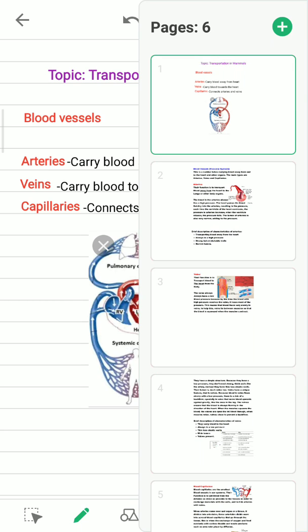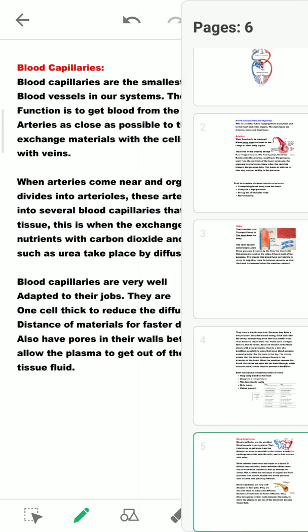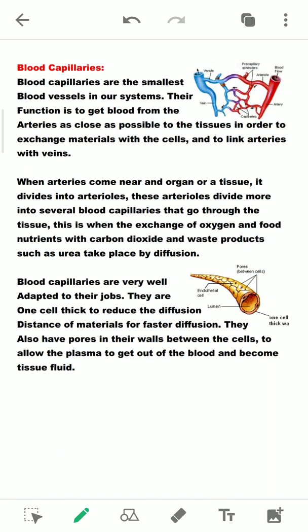So we'll be continuing directly to blood capillaries. You should be able to differentiate between the previous two blood vessels before coming to blood capillaries. So jumping on, blood capillaries are the smallest blood vessels in our system. Their function is to get blood from the arteries as close as possible to the tissues.